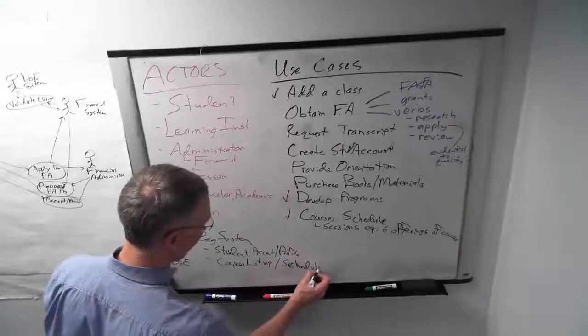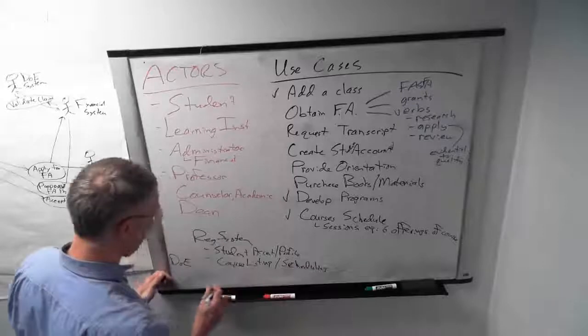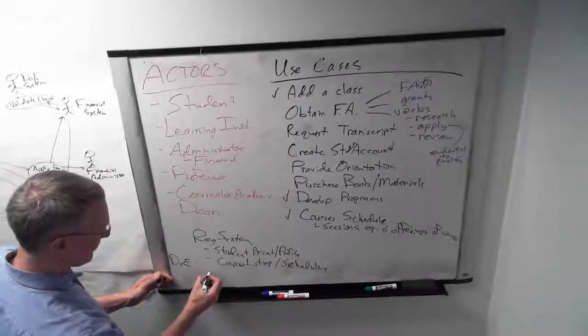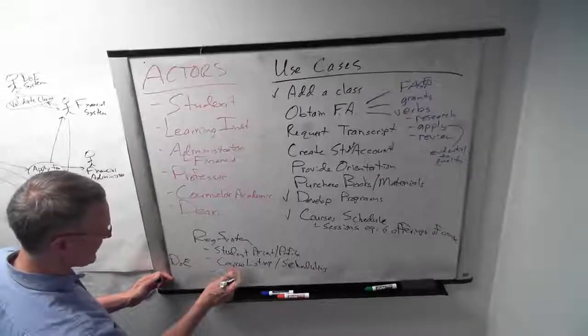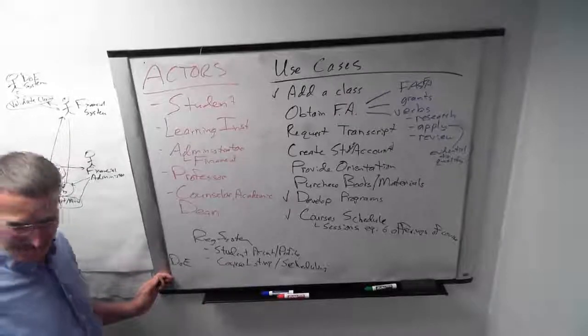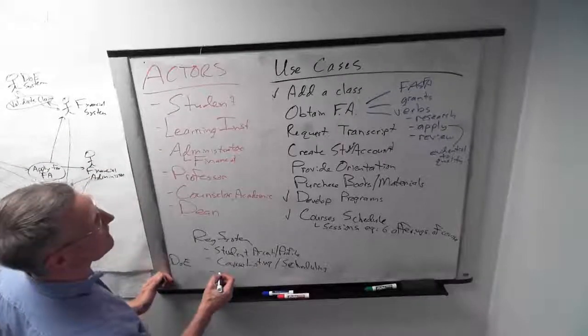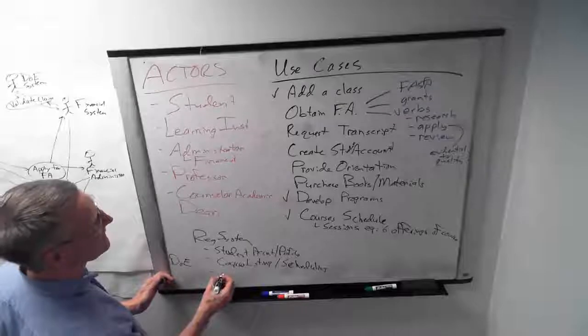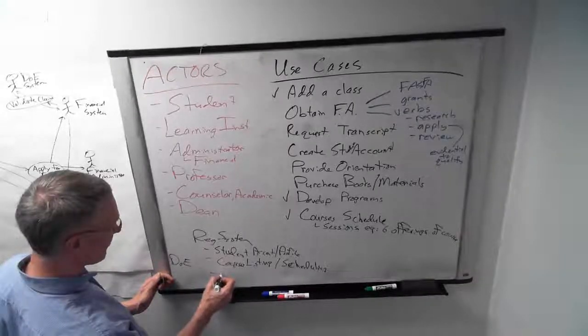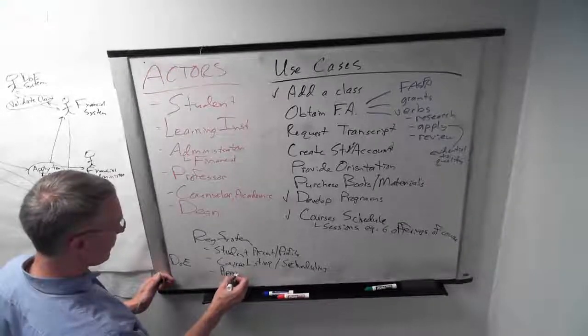Then I think the student has to be assigned a dean to approve the classes. Right, there's usually some type of approval criteria. So if we add a class here, there usually has to be some type of approval.